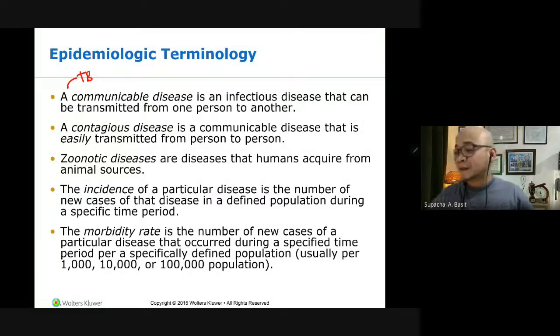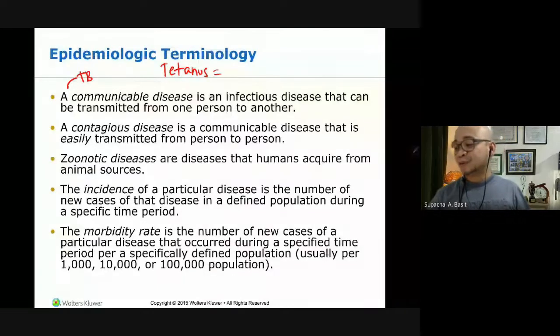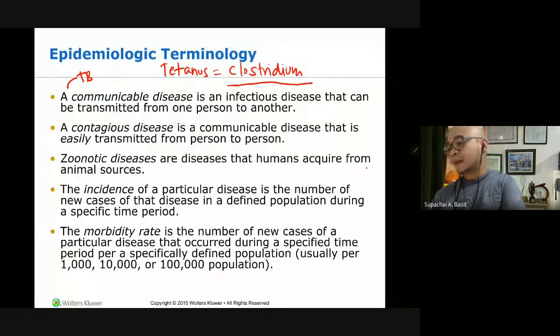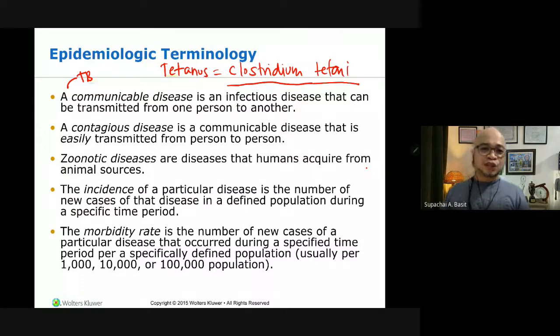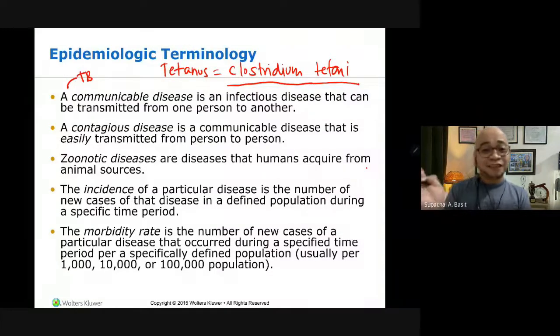For example, tetanus. You cannot transmit tetanus from person to person. Tetanus is caused by a bacterium called Clostridium tetani. Okay, so Clostridium tetani. And it is not transmitted from one person to another. Though it is infectious, it is non-communicable.